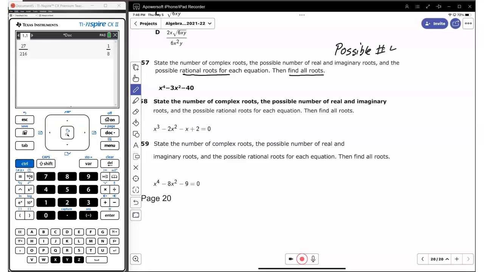It's going to be 40, 20, 8, 5, 4, 2, 1. I want to say 40, 8 and 5, 20 and 4, 10. I think I was missing 10.